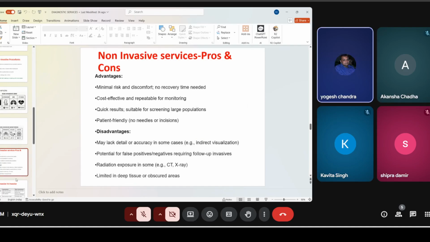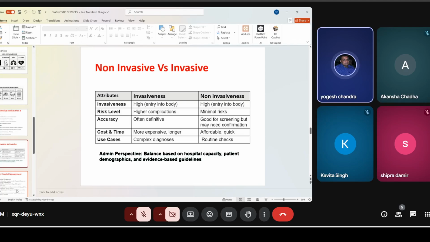And now we talk about some basic differences after understanding both the invasive and the non-invasive. So I think now it becomes easy for you if we talk about invasiveness and non-invasiveness. Invasiveness, high entry into the body in case of invasive diagnostic services, and non-invasiveness, it is not entering into the body. Not direct entry. Okay.